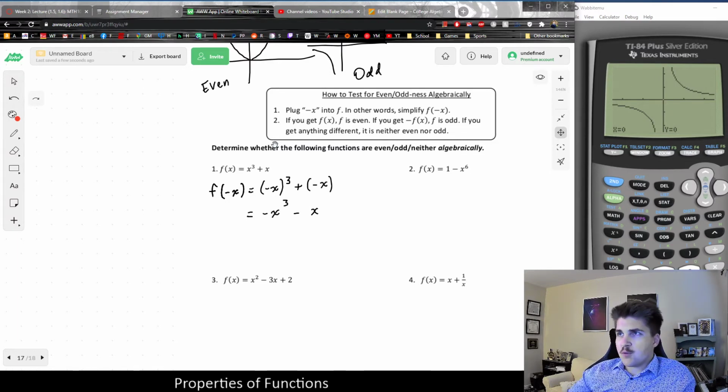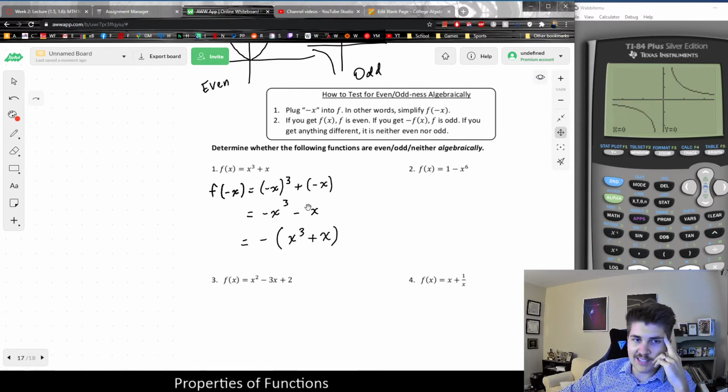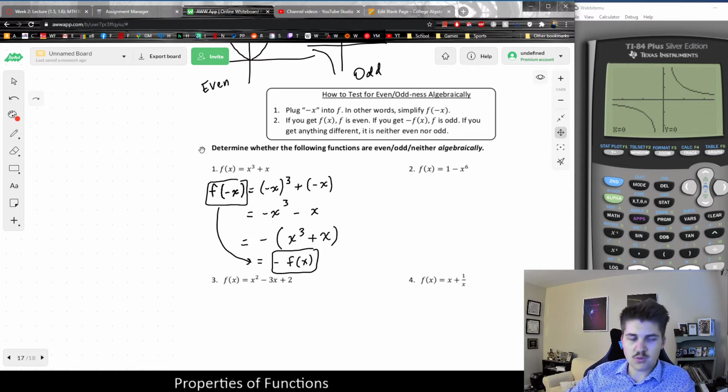And the question is, what do I do from here? Notice that this function is exactly the same as what I started with, but now the whole thing is negative. I could technically factor out a negative, which would leave me with x cubed plus x. You might wonder, couldn't I also factor out x here? Yes, but you'll see why I don't want to in this case. If I factor out the negative, what I'm left with is negative, x cubed plus x. And x cubed plus x was the original function. So what I've just written is negative the entire f of x. And so what I've just shown is that f of negative x is equal to negative f of x.